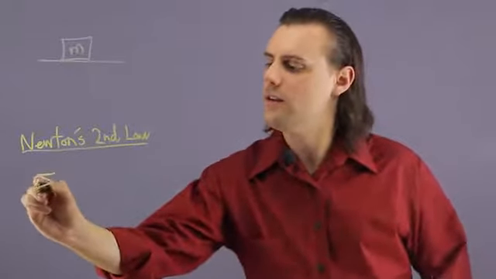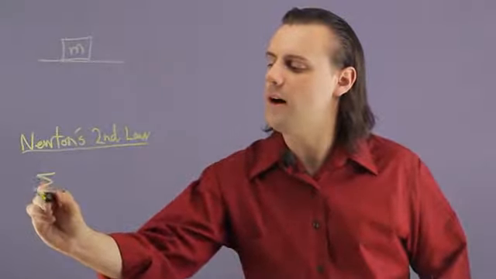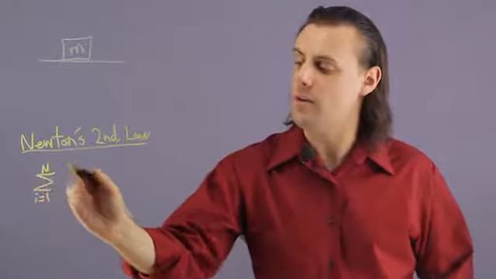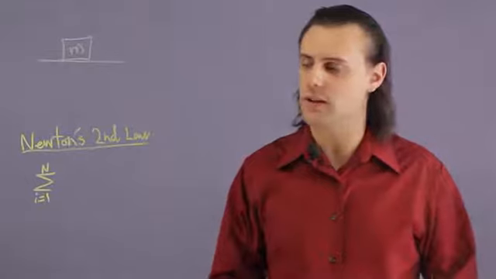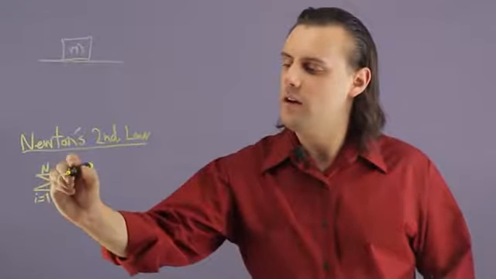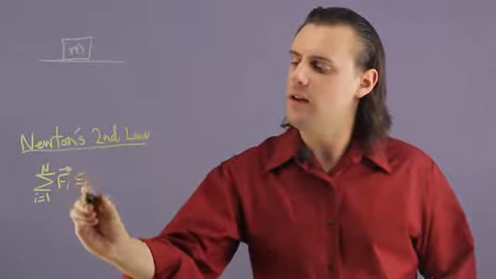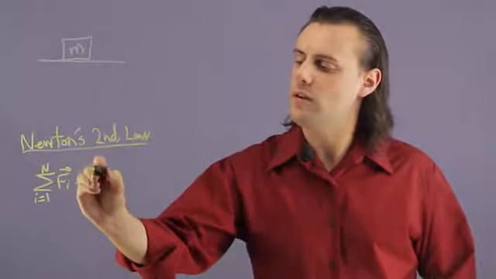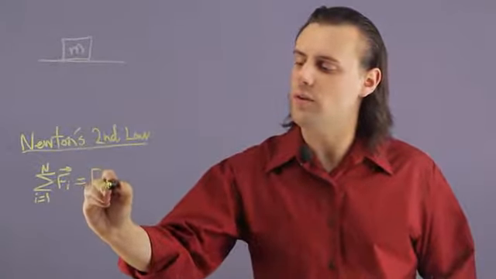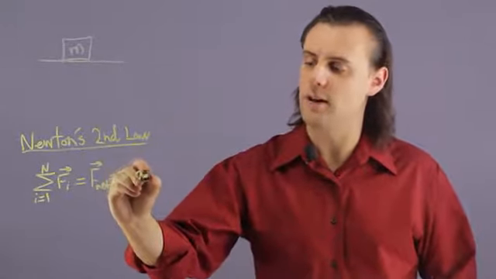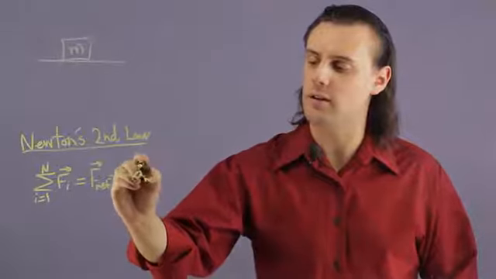It's given mathematically by the sum from 1 to capital N, where capital N is the total number of forces acting on the object, of the forces, and this is equal to the net or resultant force, which is equal to the mass of the object times the net or resultant acceleration.